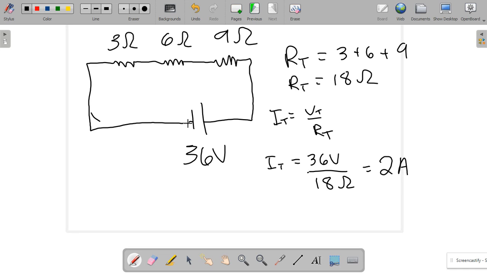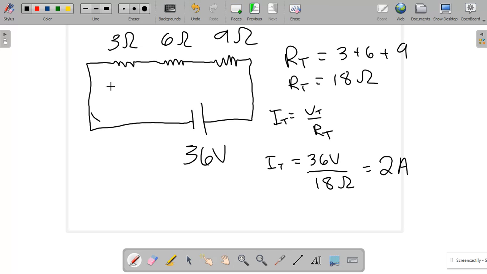So here we go. We've got the 2 amps. It has to go through the 3, it has to go through the 6, and it has to go through the 9. So in a series circuit, current is constant and the same everywhere. Here's 2 amps, here's 2 amps, here's 2 amps. It goes through everything. So in series circuits, current is the same everywhere. What is different is the voltage drops.